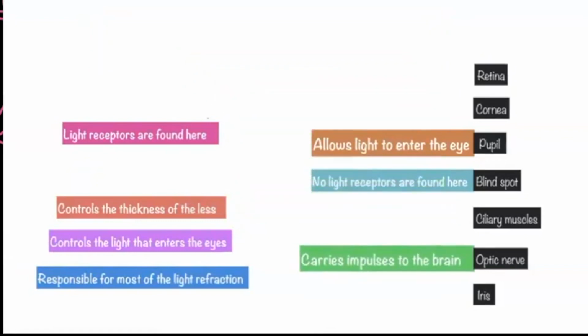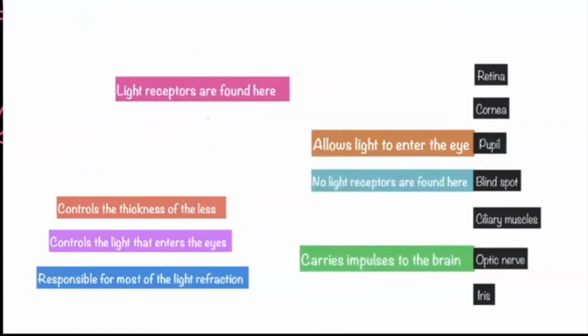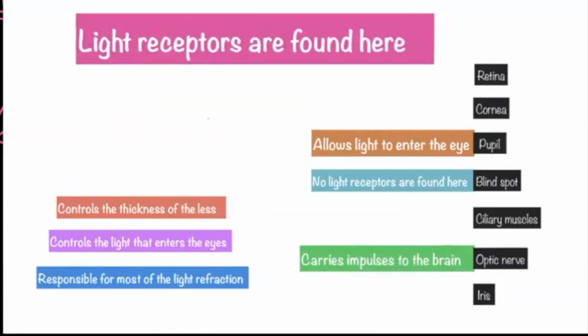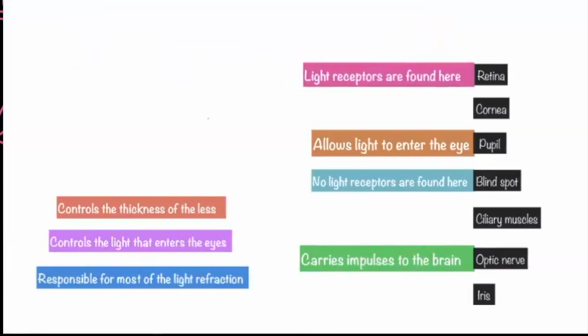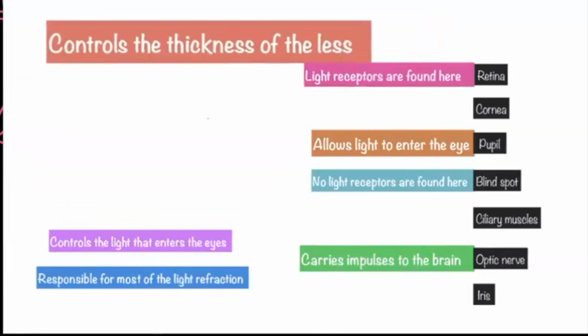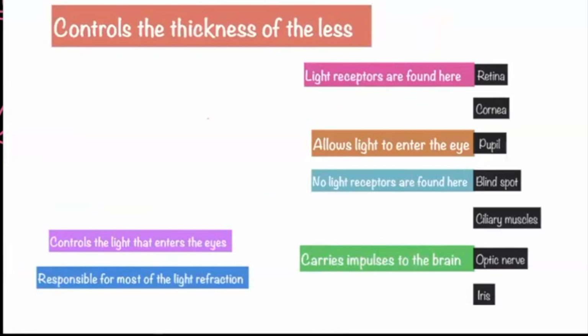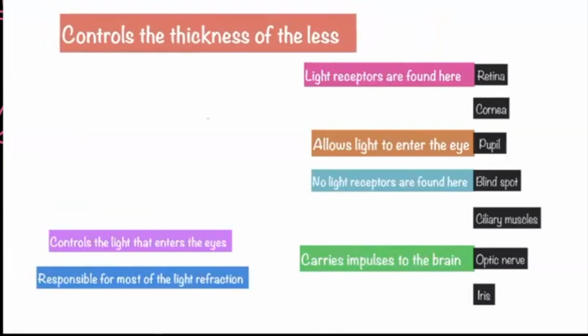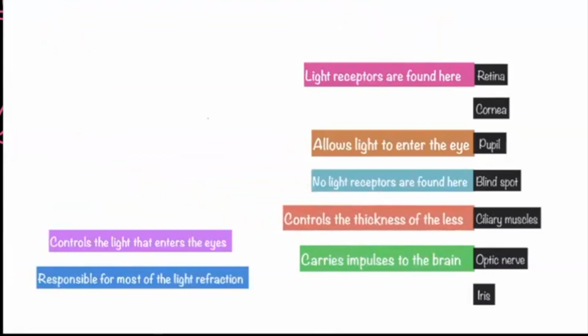And there it says light receptors are actually found here. So what am I talking about here? That's the entire layer where you have the light receptors. This is the what, Judy? The retina. Retina, right? Controls the thickness of the lens. These are the ones that change the thickness of the lens. Here I'm talking about those muscles, called the ciliary muscles.